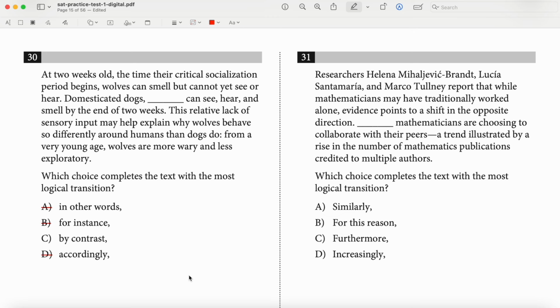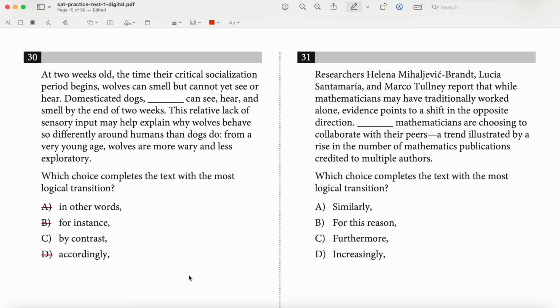And Lucia and Marco report that while mathematicians may have traditionally worked alone, evidence points to a shift in the opposite direction. Blank mathematicians are choosing to collaborate with their peers, a trend illustrated by a rise in the number of mathematics publications credited to multiple authors.